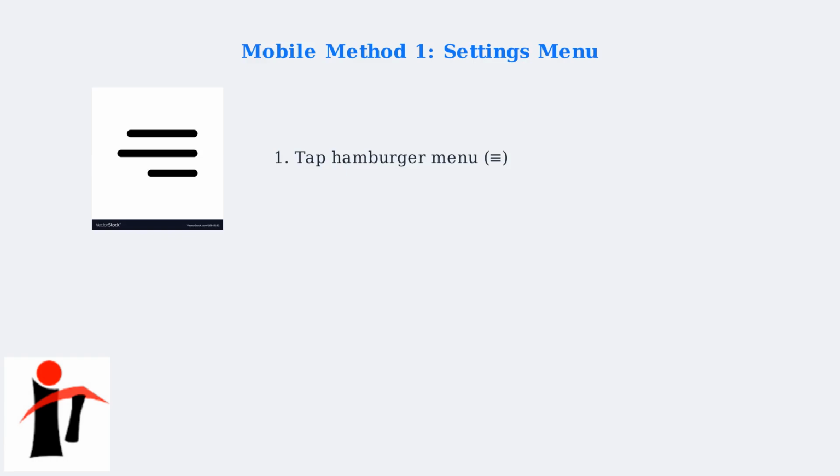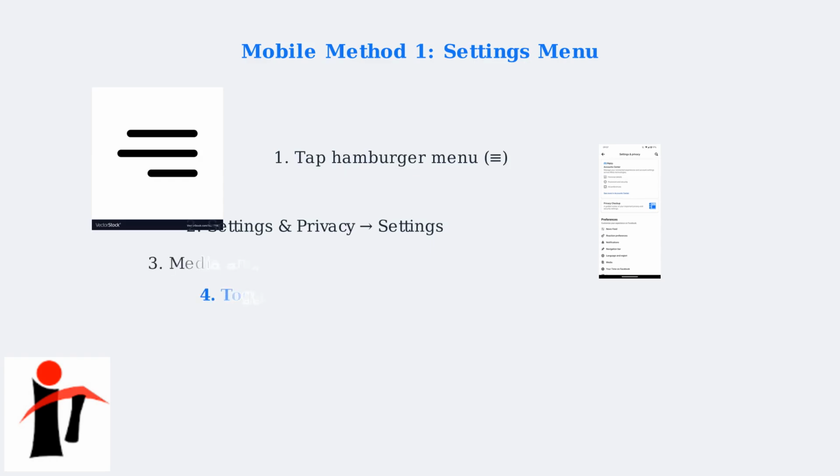Start by opening the Facebook app and tapping the hamburger menu, those three horizontal lines. Next, scroll down and tap Settings and Privacy, then tap Settings. You'll see various options for customizing your Facebook experience. Now select Media and Contacts, then Navigation Bar. Here you can toggle on Marketplace and even drag to reorder its position in your navigation.